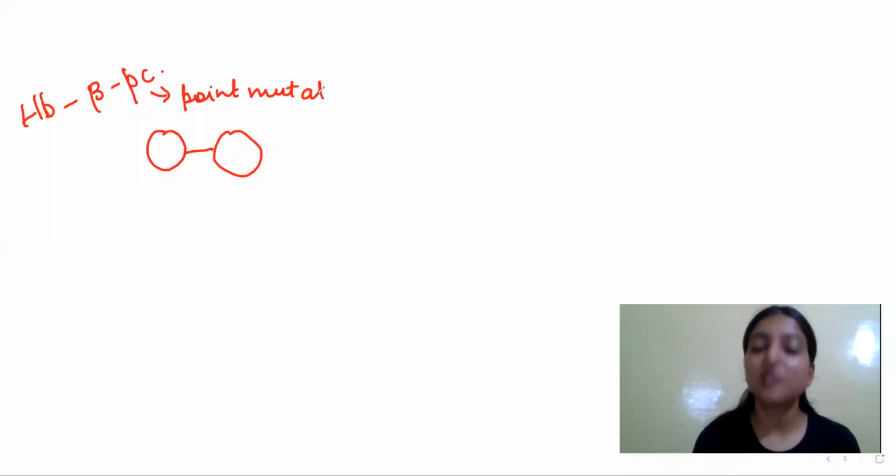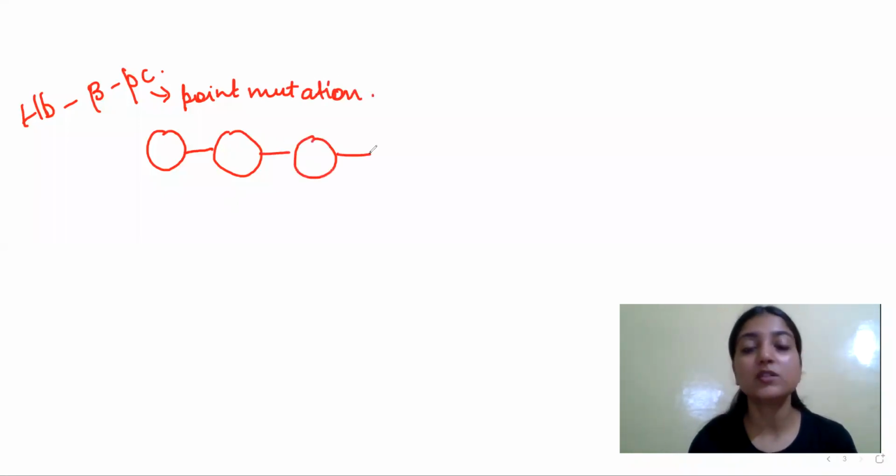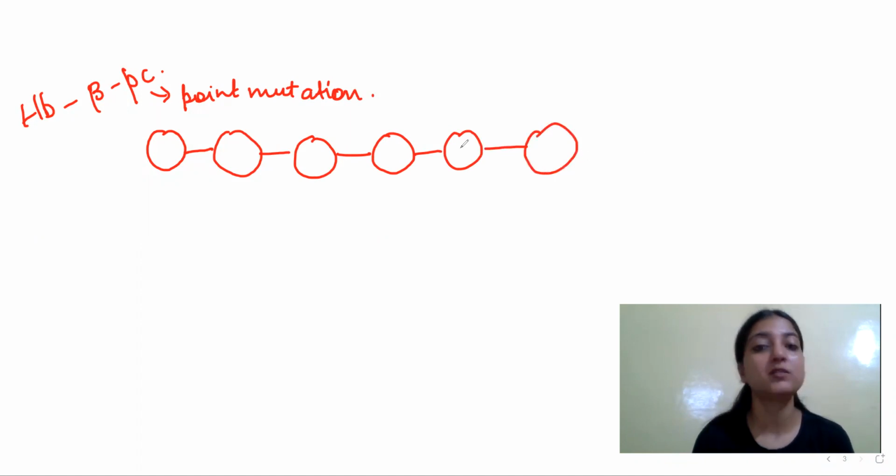So this is point mutation. Now let us suppose these are the amino acid chains. Obviously this is a polypeptide chain, so amino acids will be there, because a polypeptide chain is made of amino acid chains. Let us number these. Suppose this is 1, 2, 3, 4, 5 and 6.